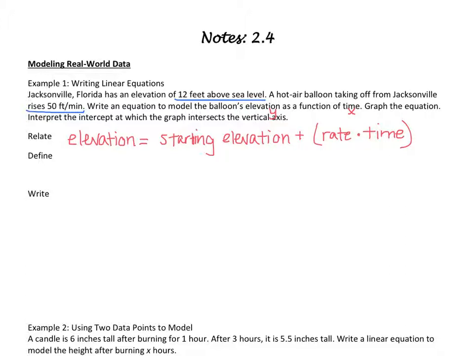Okay, define, we've actually kind of already done that. Y, we said, is going to be our elevation, which is going to be in feet, because that's what it gave us. X is going to be time, which, according to that rate, 50 feet per minute, we're going to use minutes. Okay? Now let's write our equation.